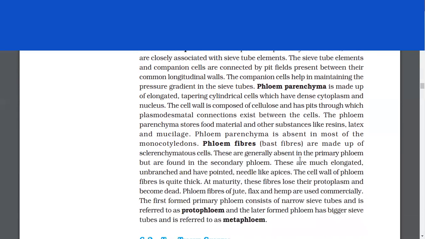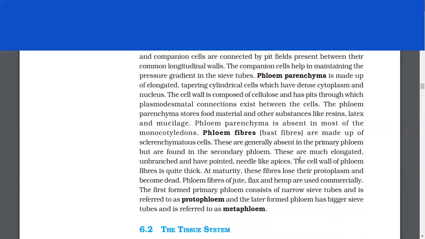Phloem parenchyma is made up of elongated, tapering, cylindrical cells which have dense cytoplasm and nucleus. The cell wall is composed of cellulose and has pits through which plasmodesmatal connections exist between the cells. The phloem parenchyma stores food material and other substances like resins, latex, and mucilage. Phloem parenchyma is absent in most of the monocots.